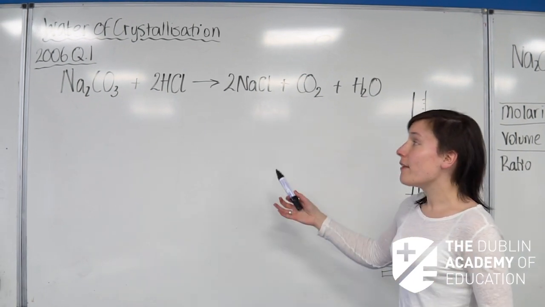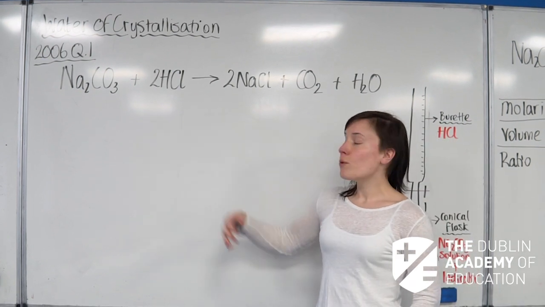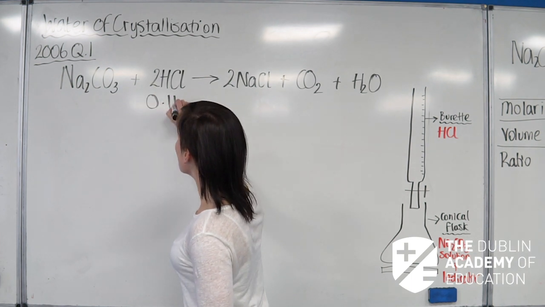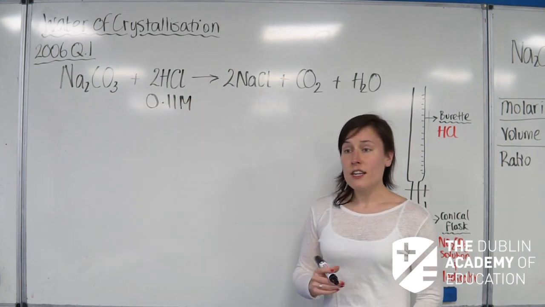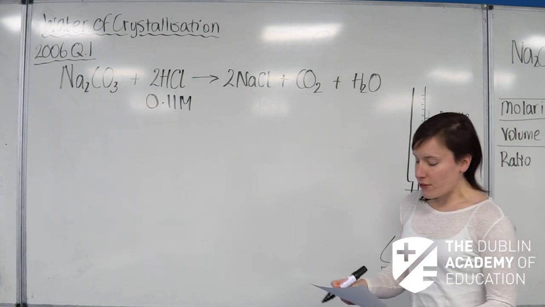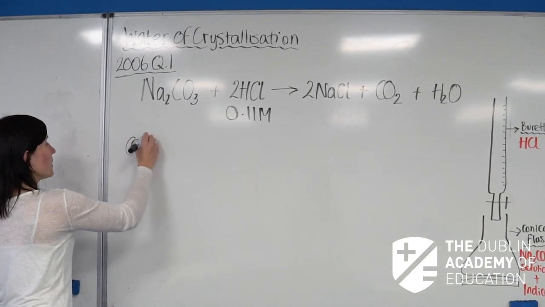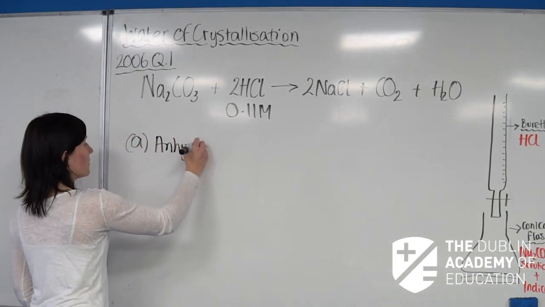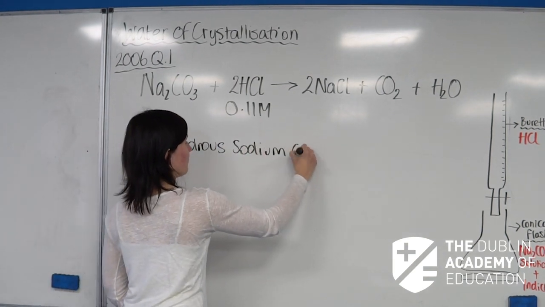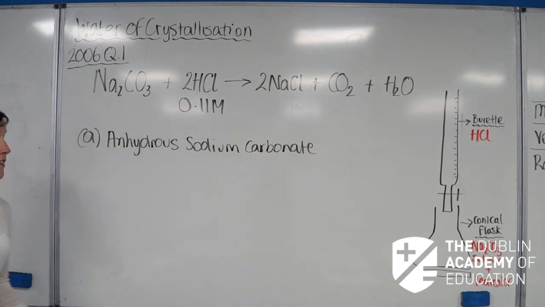So before we carry out a titration such as this, we need to determine its concentration. We're told in the question that its concentration is 0.11 moles per litre. That has been determined by a previous titration. So the compound that we can use to do that is anhydrous sodium carbonate. So that's our answer there to part A of the question for 5 marks.